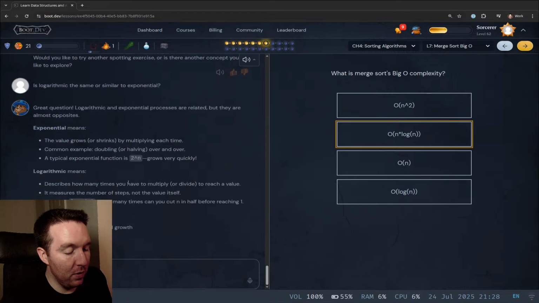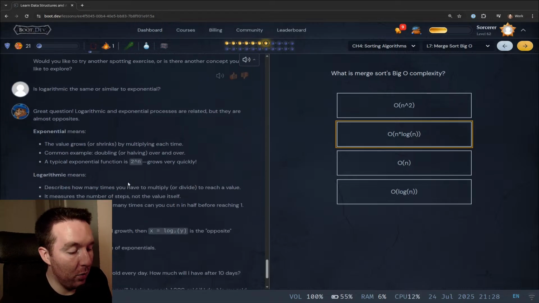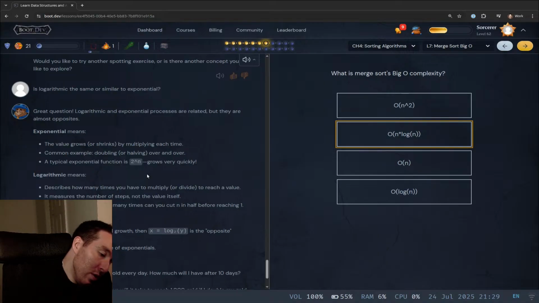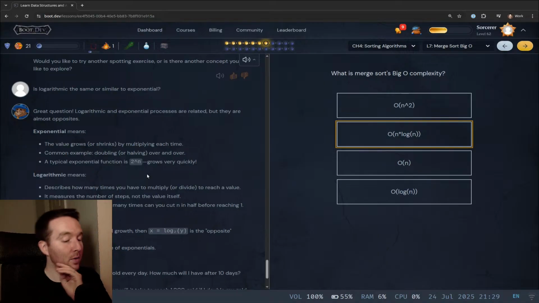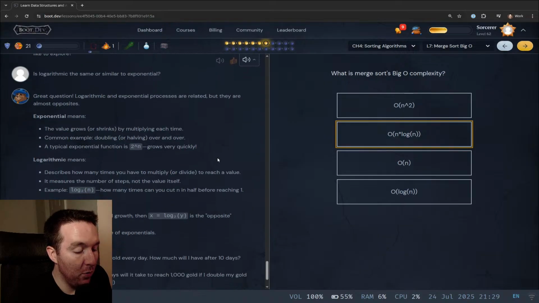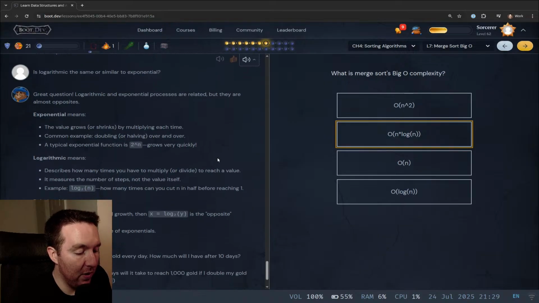Great question. Logarithmic and exponential processes are related, but they are almost opposites. Exponential means the value grows or shrinks by multiplying each time. Common example: doubling or halving over and over. A typical exponential function is 2 to the power of n, which grows very quickly. Logarithmic describes how many times you have to multiply or divide to reach a value. It measures the number of steps, not the value itself.